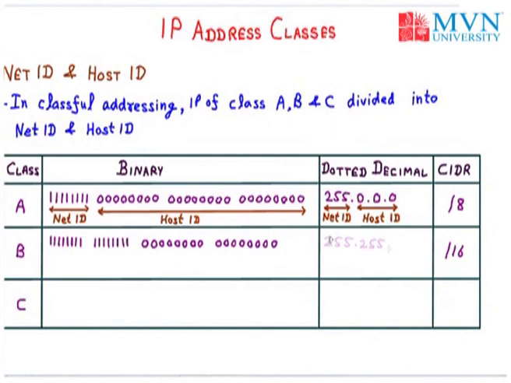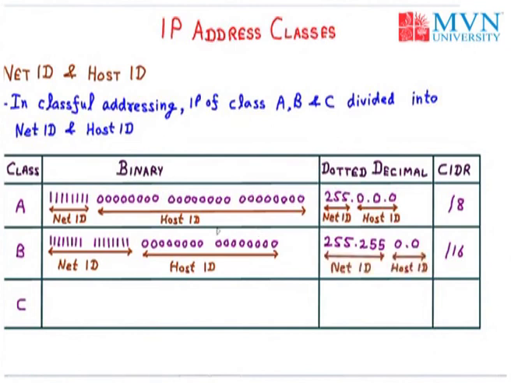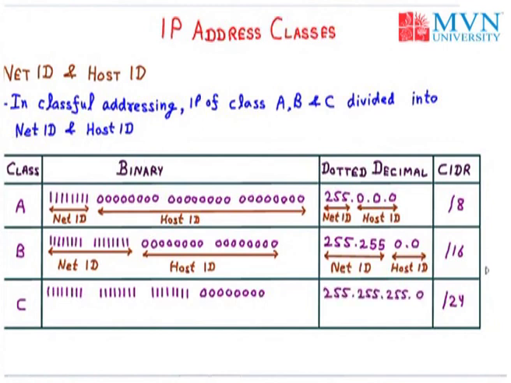In the same case, if you are using the decimal dotted notation, we have the first 2 octets as 255 and the rest are 0. So again the 1s are my net ID and the 0s are our host ID. And if you are using dotted decimal, the first 2 octets are the net ID and the rest are the host ID. In class C, we have the CIDR that is /24. That means the first 24 bits will be 1 and the rest will be 0. In dotted decimal, we have the first 3 octets as 255 and the rest will be 0. So our first 3 octets are the net ID and the remaining 1 octet is my host ID.